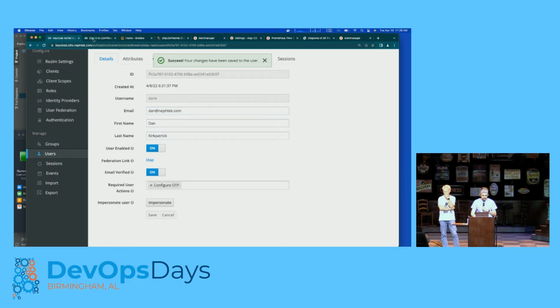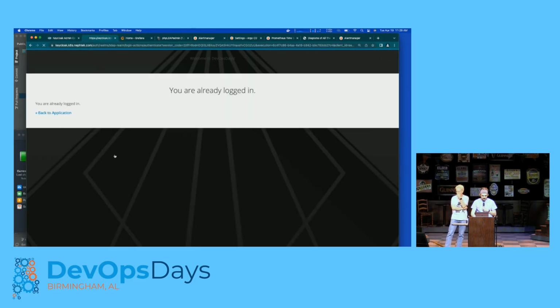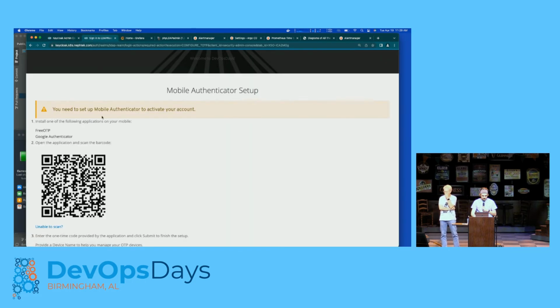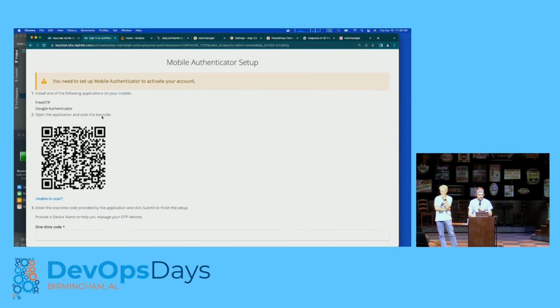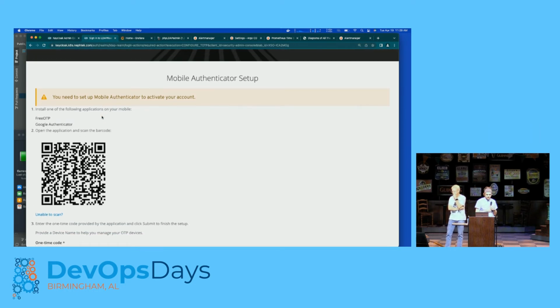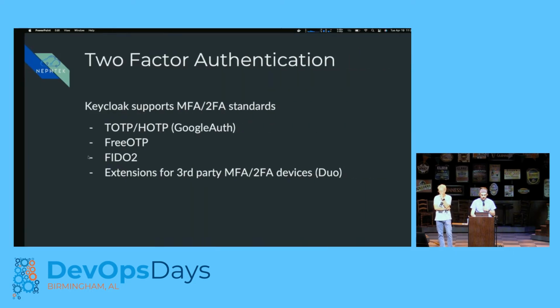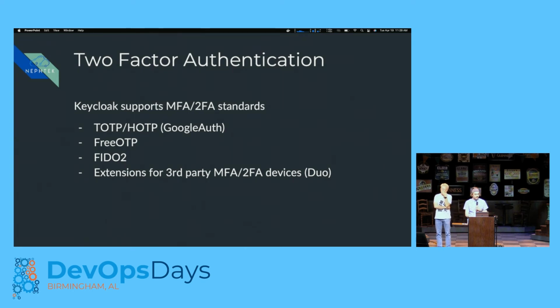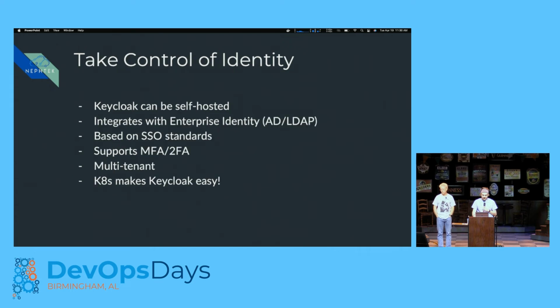And then if I come and try to sign in as Dan, whoops, we're already signed in. There we go. So I tried to sign in again after requiring the configuration of 2FA. And now before Keycloak will let him log back in, he needs to configure dual-factor auth. And he can simply install Google Authenticator or FreeOTP, just scan the QR code, and he's good to go. It's free, it's easy, you don't need to pay a bunch of money or buy any third-party products.